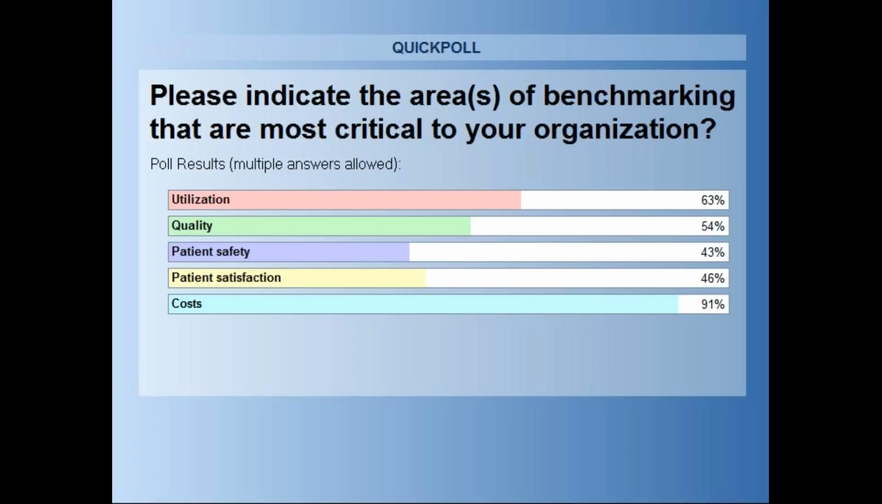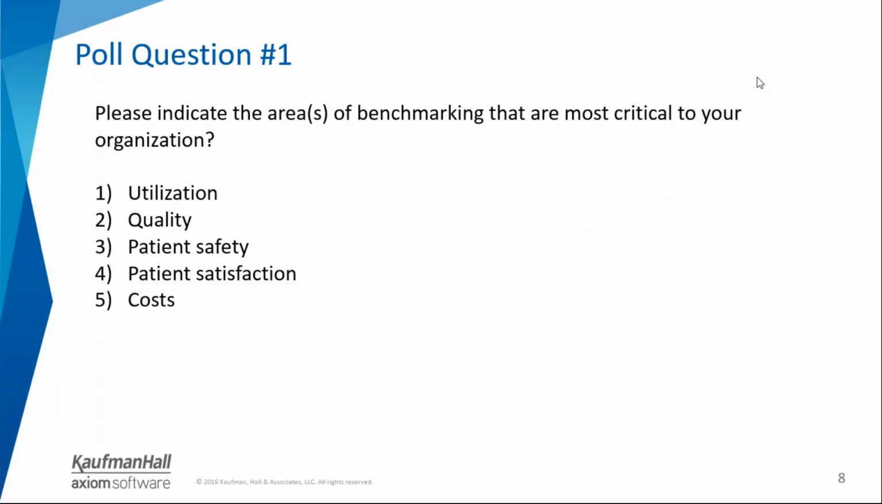So here are the results. It looks like, wow, an overwhelming 91% of folks are most interested in cost, followed by utilization, quality, and then the two patient metrics. So take it away, Jim.